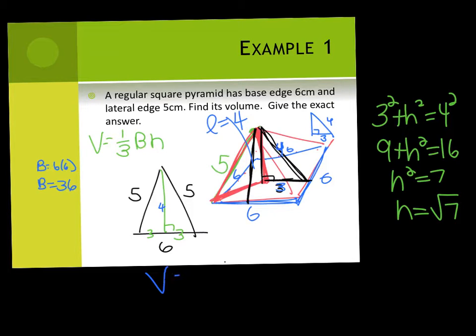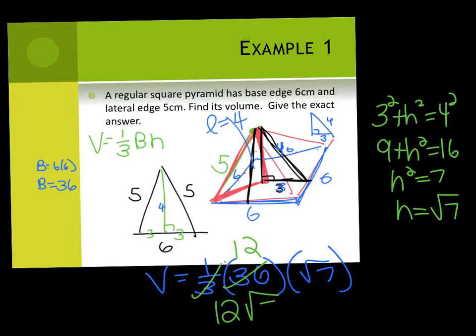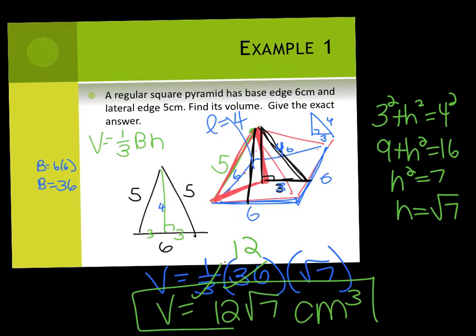So now volume equals 1/3 the base area, which is 36, times the height, which is root 7. 1/3 of 36 is 12, and I'm going to keep this exact just like it told me to, so I keep it in terms of that square root. Centimeters and volume is cubed.